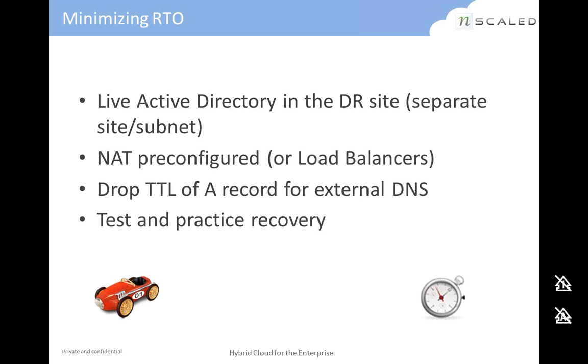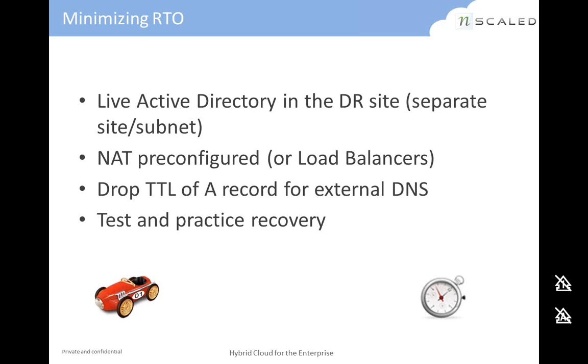The next thing you can do to minimize your RTO is to have NAT pre-configured. As an example, if you've got another site and that other site has an internet connection, in the case of nScaled's cloud, we have internet access already configured. When we go through your disaster recovery plan with you, we predefine the NAT. We make sure that you're ready to go.